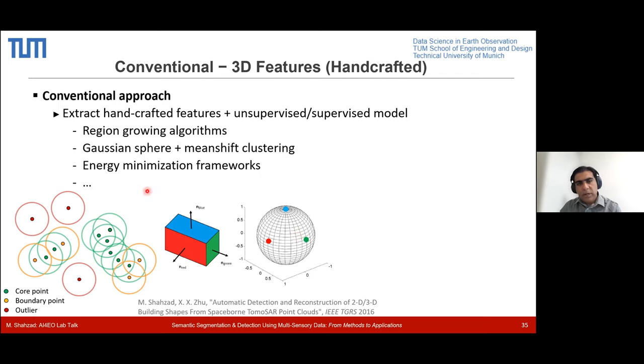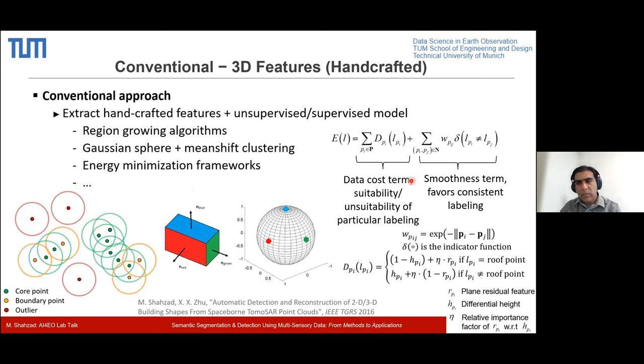Similarly, people also adopted energy minimization frameworks, where we formulate an energy with a data cost term and a smoothness term. Usually this energy is minimized using graph cuts to obtain the labeling of all the points. So this is more of the conventional approach.